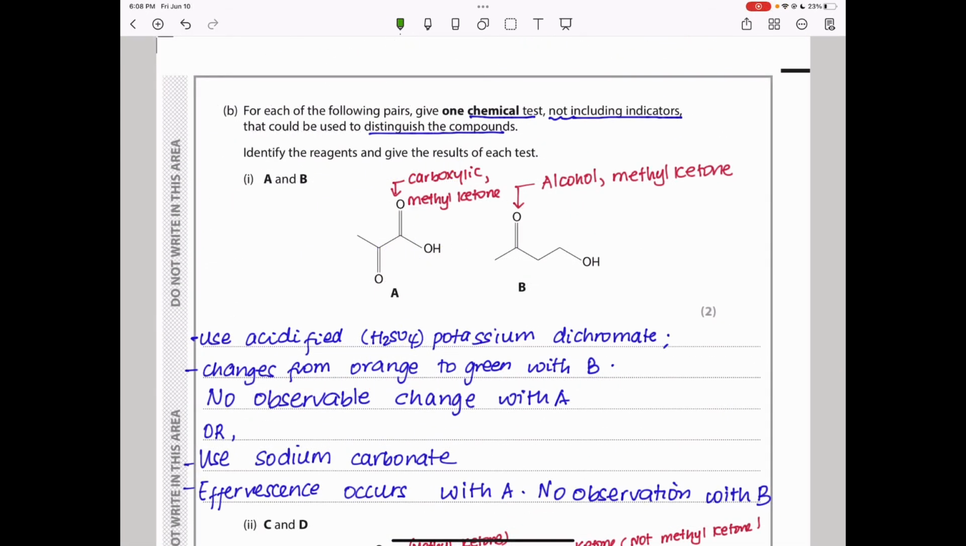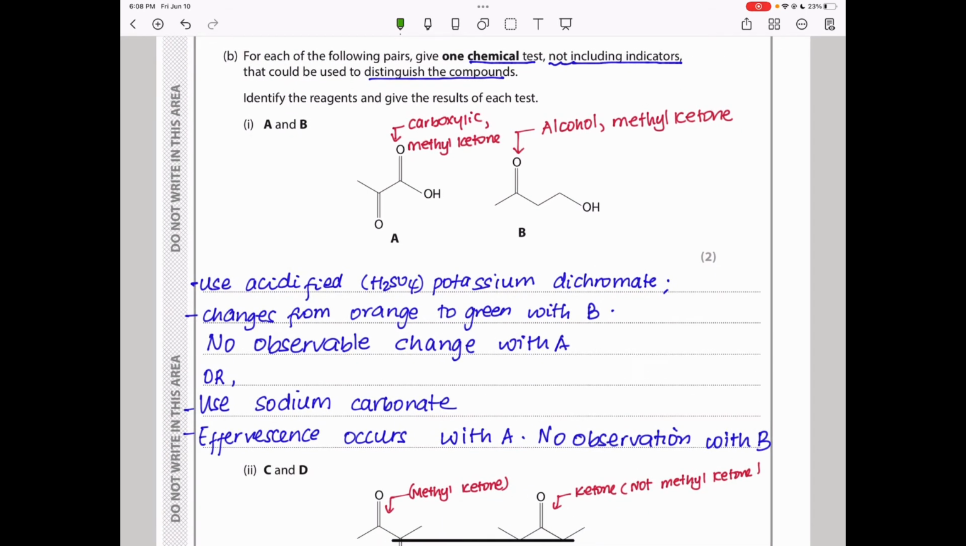So part B says for each of the following pairs, give 1 chemical test, not including indicators, that could be used to distinguish the compounds. So here we say identify reagents and give the reasons for each. A and B, this is the carboxylic acid as well as the methyl ketone. You can see this is the carboxylic group and that is the methyl ketone. Here we have an alcohol and of course a ketone.